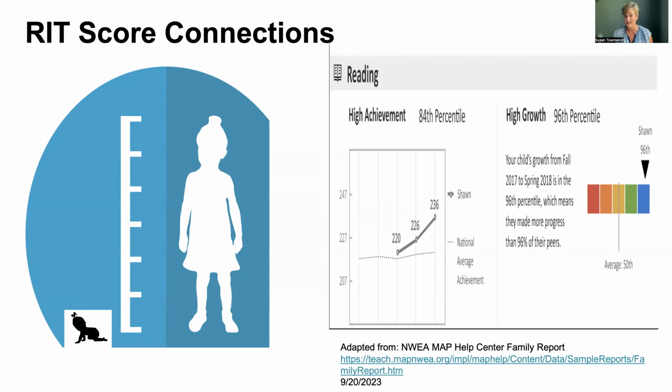The chart on the right shows one of the achievement charts from NWEA. This chart is showing where this child falls in his or her achievement. And you'll notice Sean is in this example. His scores range from 220 to 236. He is above the national average for achievement. He's in the 84th percentile. But look at the growth. It's continuing to increase. That's an example of what a RIT score can show us.